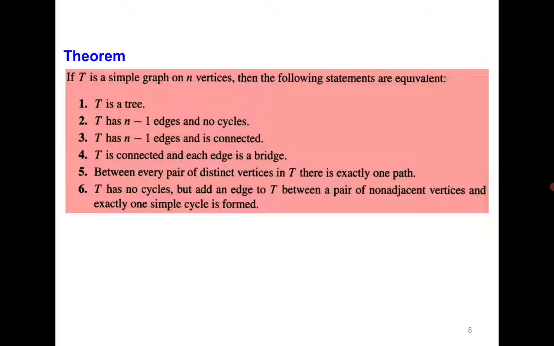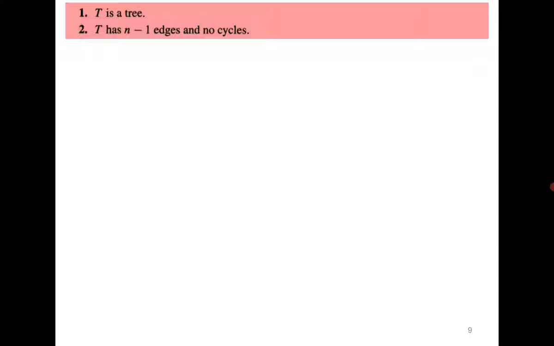Now there come the equivalent statements. We will prove each one by one. So the first one is, if T is a tree, then it has n minus 1 edges. Now in today's class we are going to have 4-5 questions which we are going to prove by induction. So this one also we are going to prove by induction.